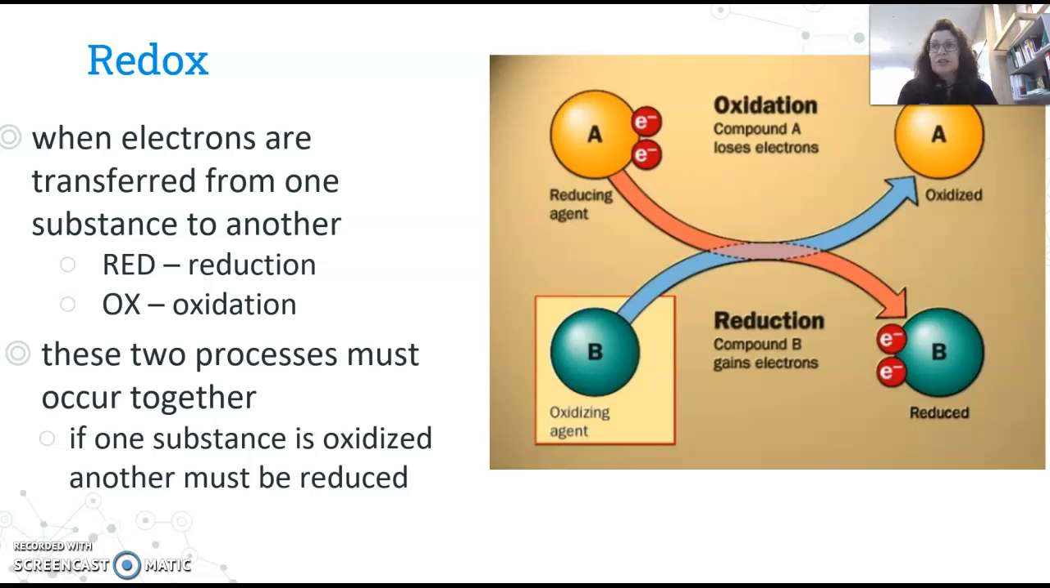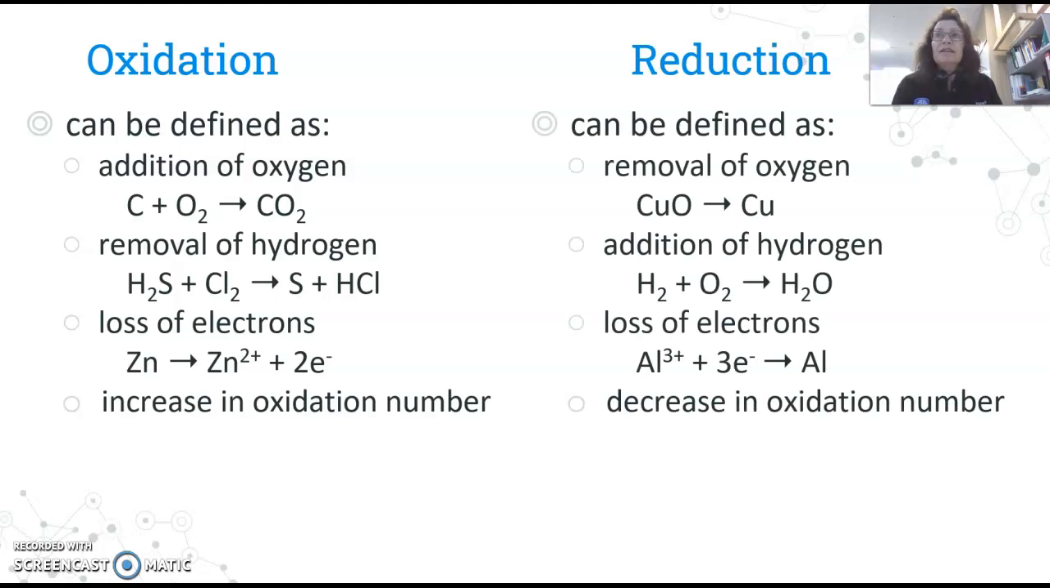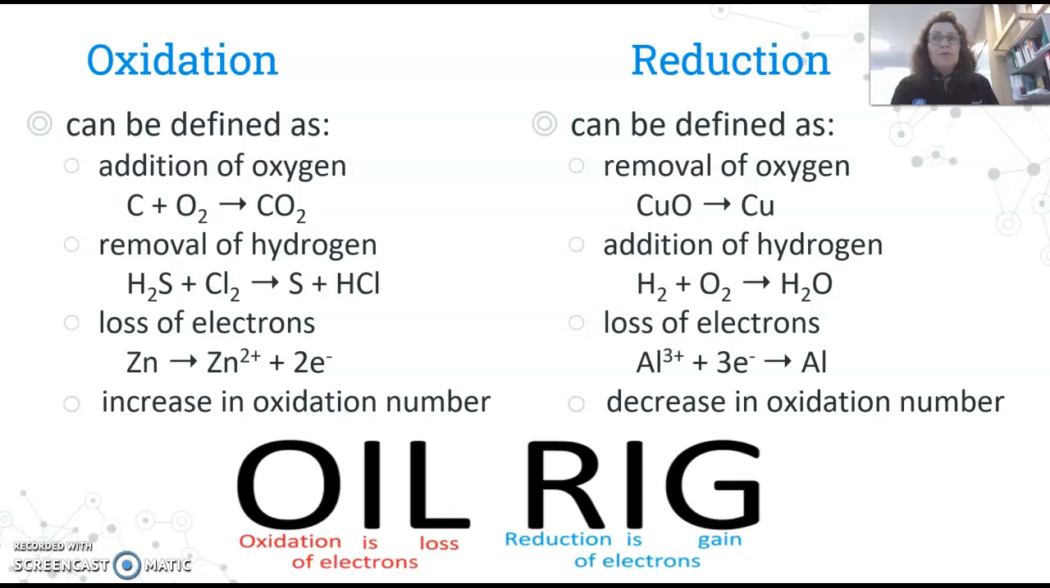So looking at a couple of definitions, oxidation can be defined as the addition of oxygen, the removal of hydrogen, and the loss of electrons, or the increase in oxidation number. And we will look at oxidation numbers in another video. For this one, we're looking at reduction. Reduction is defined as the removal of oxygen, the addition of hydrogen, or the gain of electrons. And either of those is classed as a reduction reaction. How do you remember it? When you're looking at the electrons, OIL RIG, or oxidation is loss, reduction is gain of electrons. And that mnemonic does help you work it out.